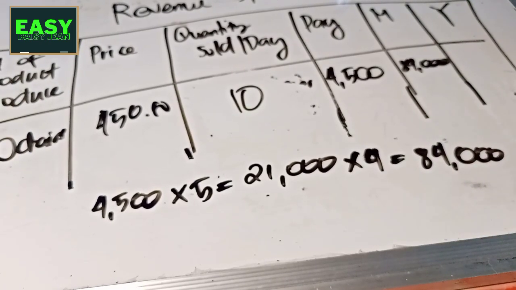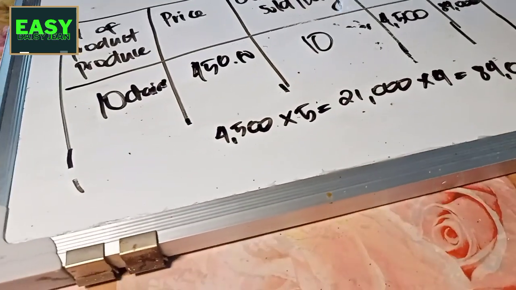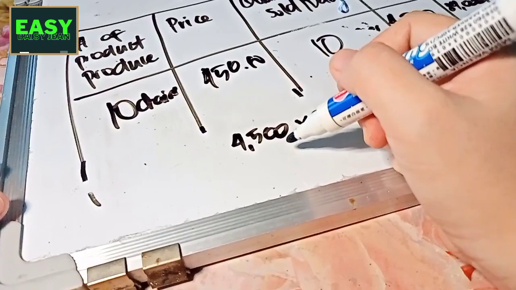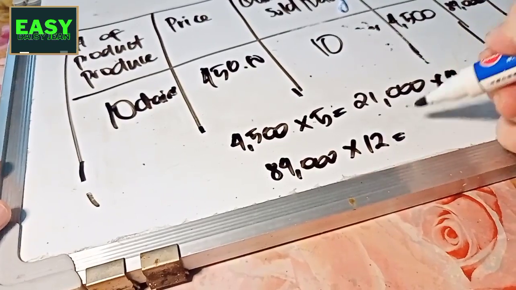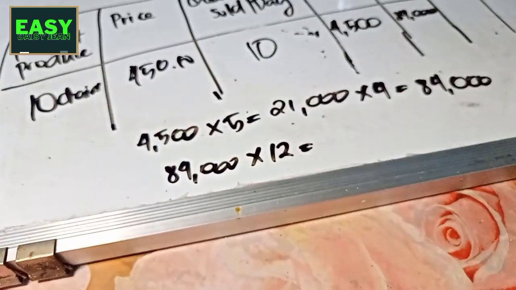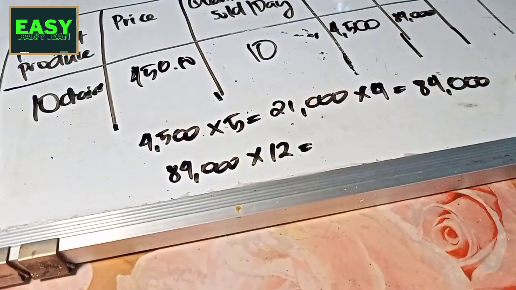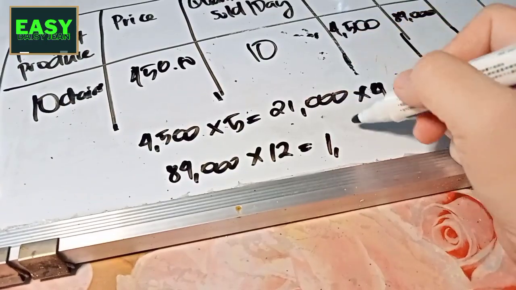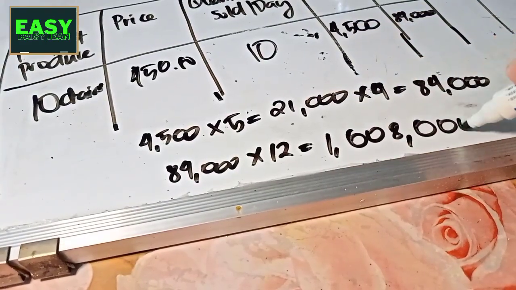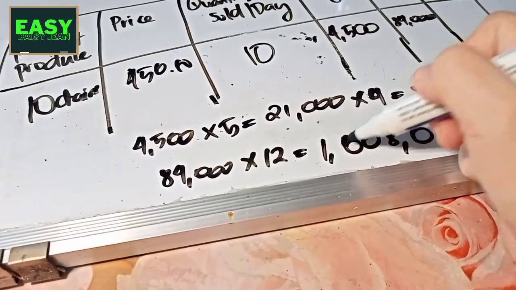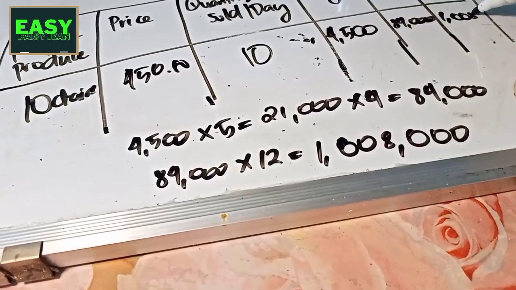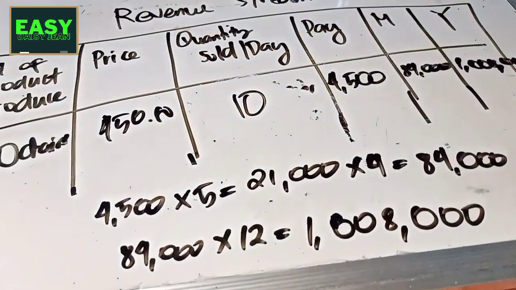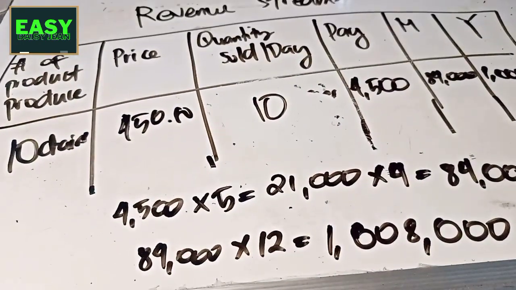And then you are now to identify how much revenue you have generated within a year. So with the monthly revenue, you will multiply it with 12 because there are 12 months in a year. Then you will get the yearly amount, and you will write that amount under the year. So this is your revenue stream.